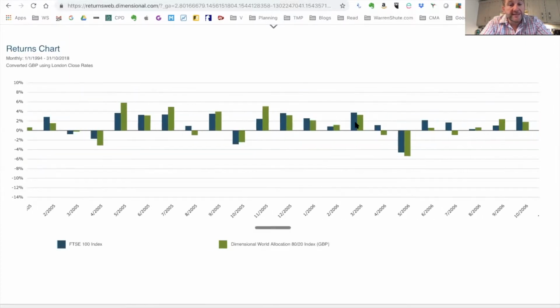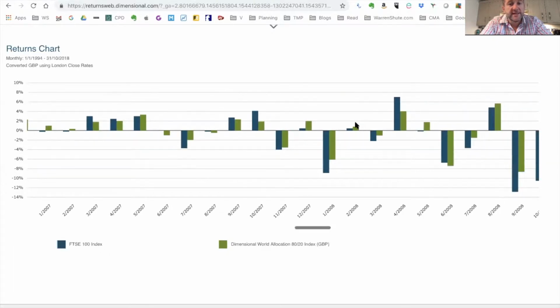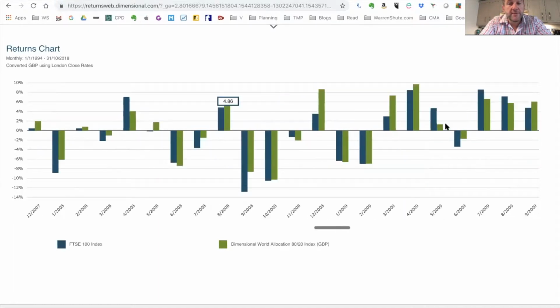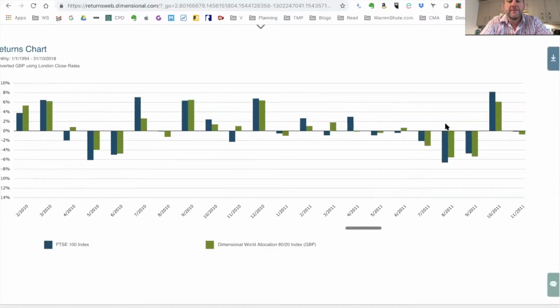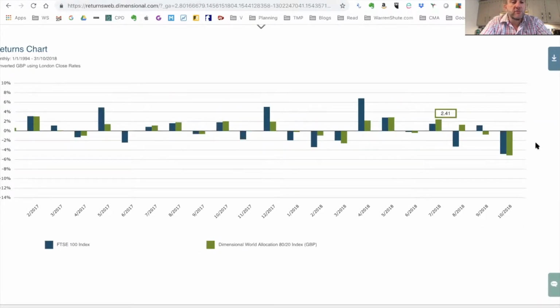If we look at 2007, 2008, around about November 2007, it was the Northern Rock crisis. And you can see just happening all the way through, and it's happened up until the present day as well. So these are monthly discrete returns in the market. The dark blue is the stock market of FTSE 100, and the green line is a portfolio that you would operate. They go up and down, and that's what it is.